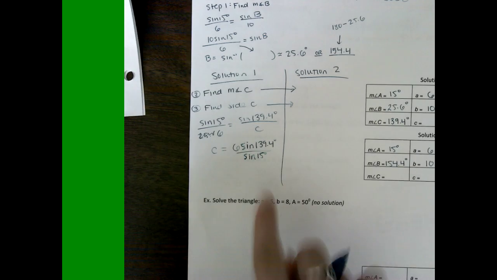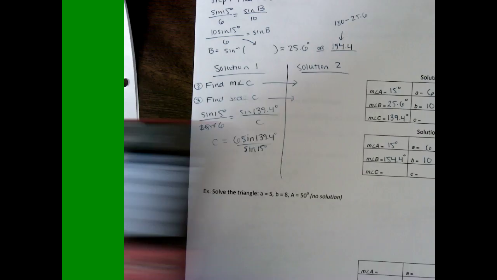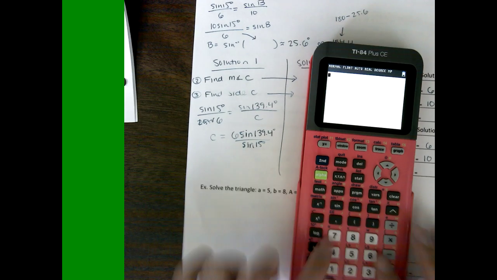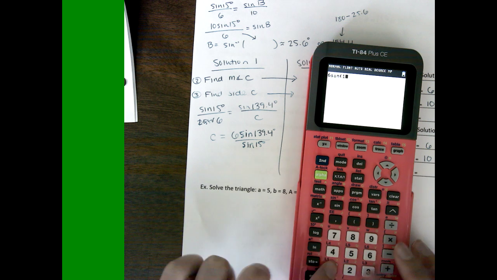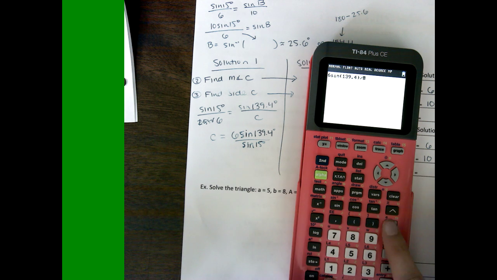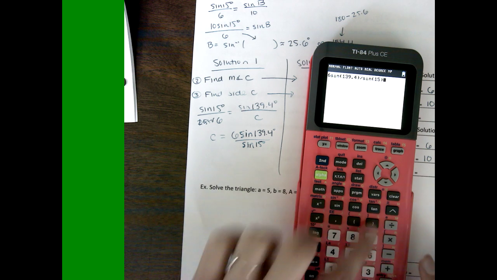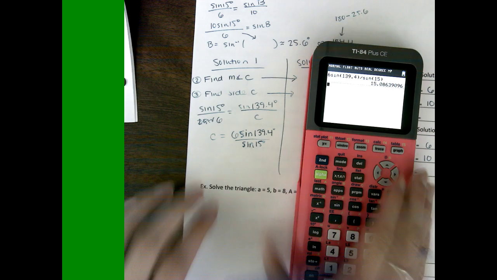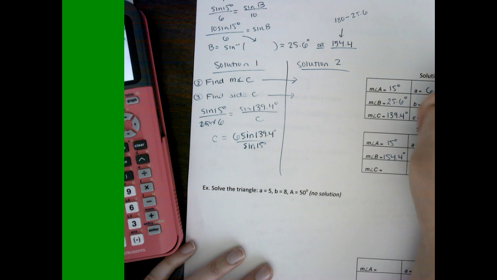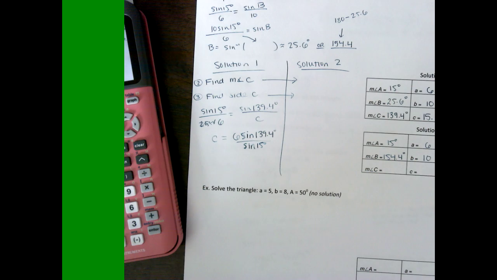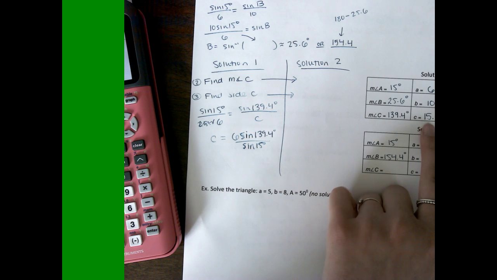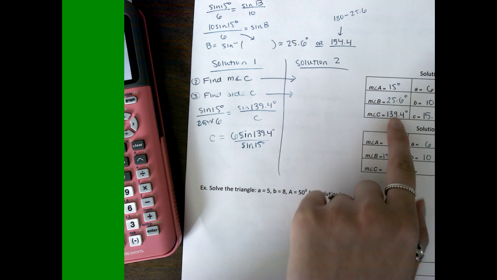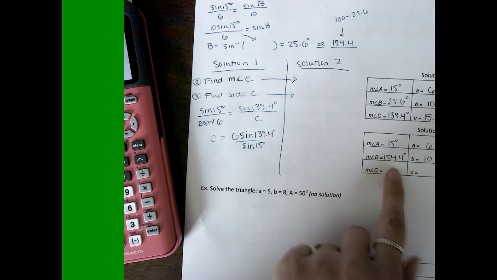And then when you plug that into the calculator, let's see what we get. We're going to get 6 sine of 139.4 divided by sine of 15. Enter, and I'm getting 15.08. So we could either write 15.09, I guess, or we could just round that to 15.1. So notice here, side C is the longest side because this is the biggest angle, but here we're going to have a small angle C.